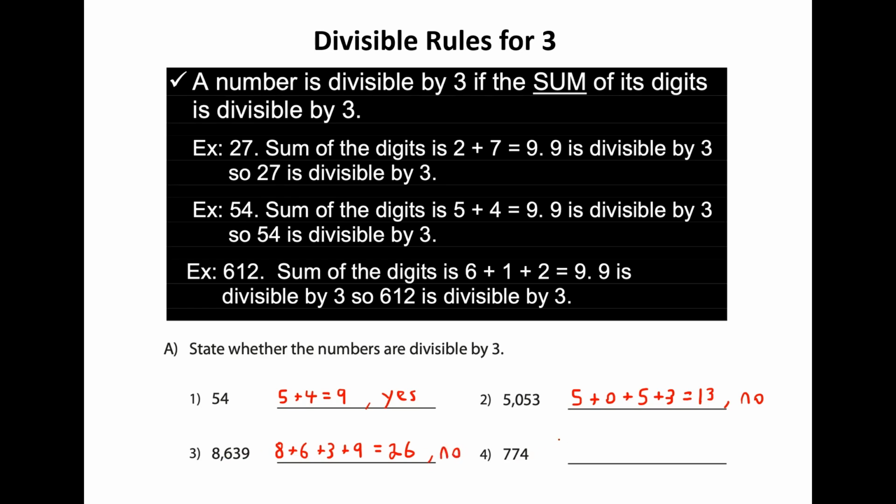Let's look at 774. I'm going to add 7 to 4. 7 plus 7 is 14. 14 plus 4 is 18. Now, is 18 divisible by 3? Meaning, can I divide 18 by 3? And the answer is yes, I can. So because I can divide 18 by 3, I can now assume that I can also divide 774 by 3 based off of this rule I have for divisible rules for 3. So I'm going to say yes.